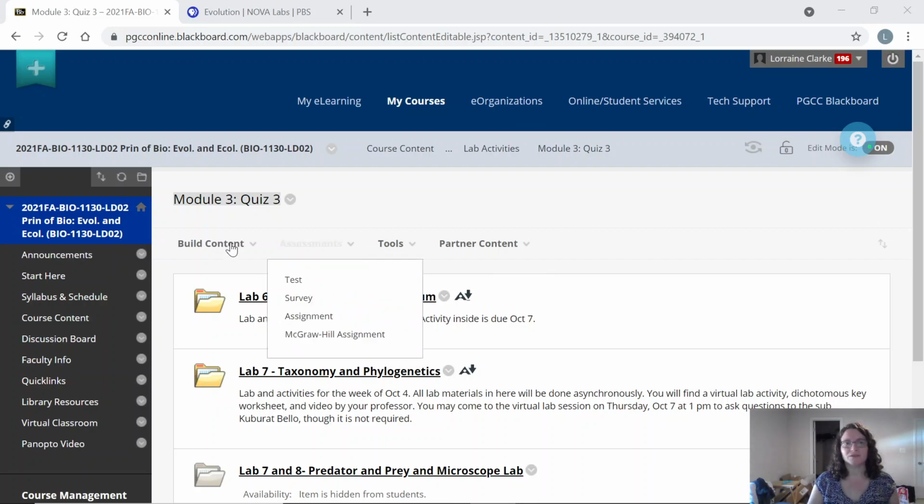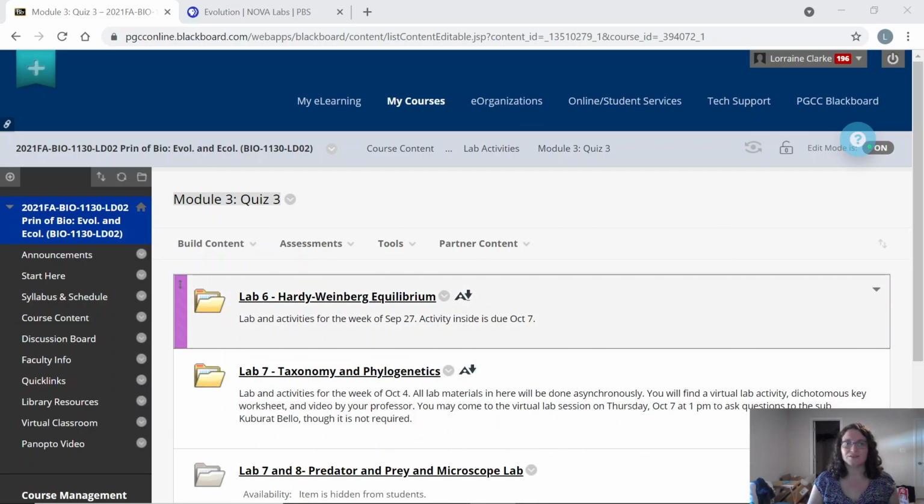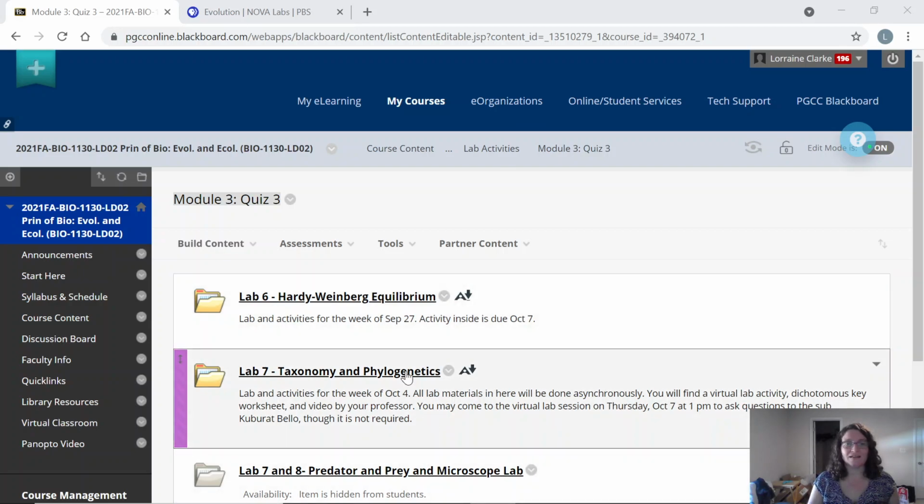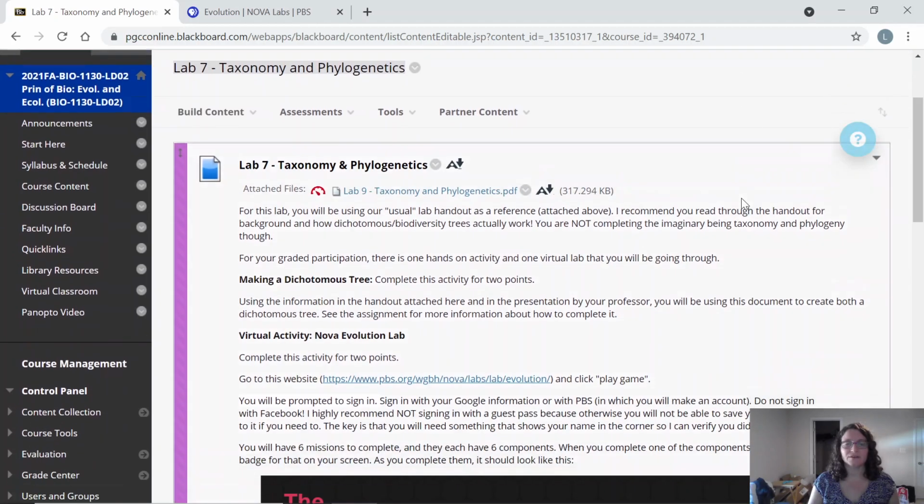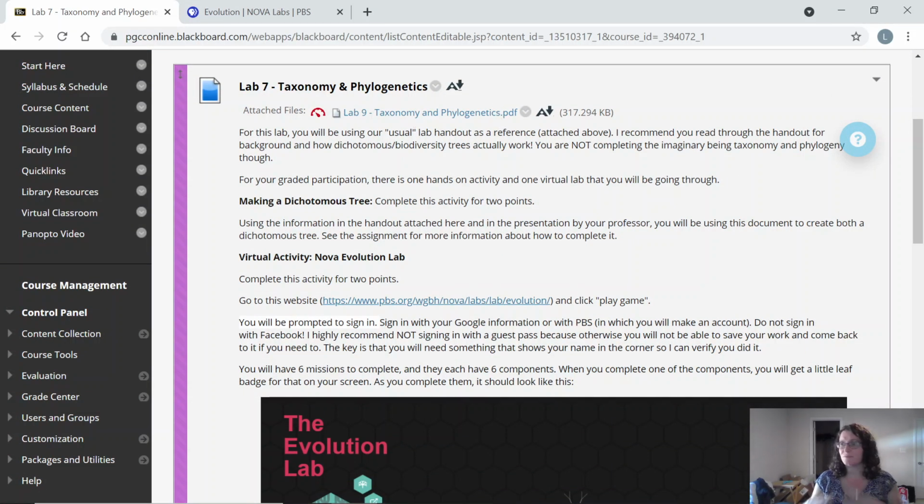Okay, so you're in Module 3, Quiz 3. This is your lab that you did last week in person. And here is Lab 7. Okay, so click on that. It's going to tell you what you need to do. There's a PDF that's more of a guideline here, but really there's two activities you're going to be doing. You're making a dichotomous key, and you're doing a virtual activity, the Nova Evolution Lab.